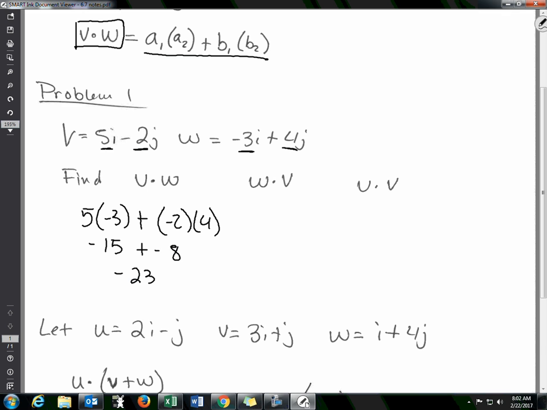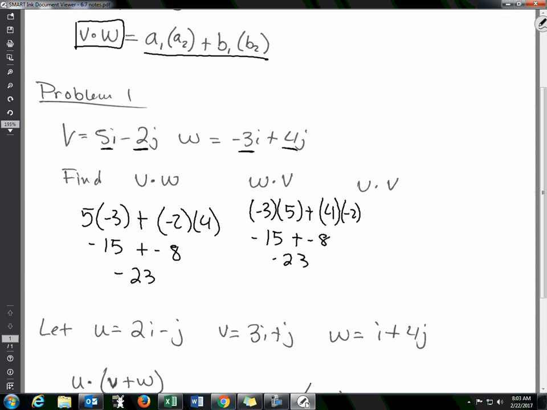W dot V, right? So now, if you follow the formula, you take negative 3 times 5, plus, and then you take 4 times negative 2. So then you get negative 15 plus a negative 8, so negative 23. So you can see, like I said before, the property of multiplication holds true. So V dot W is the same thing as W dot V, right? It's unlike yesterday, where the order, especially when you're subtracting, is specific, and you get different answers. On this, you should get the same thing.